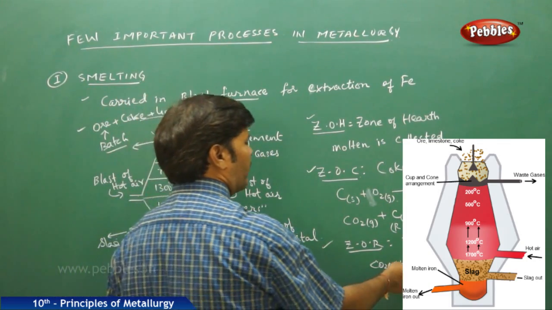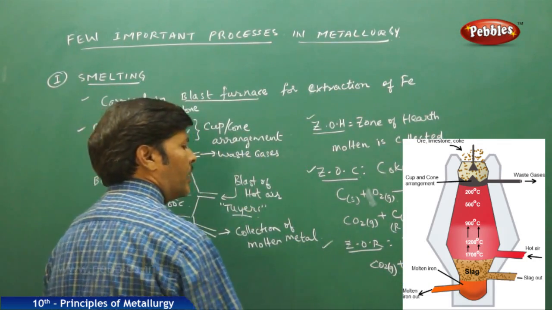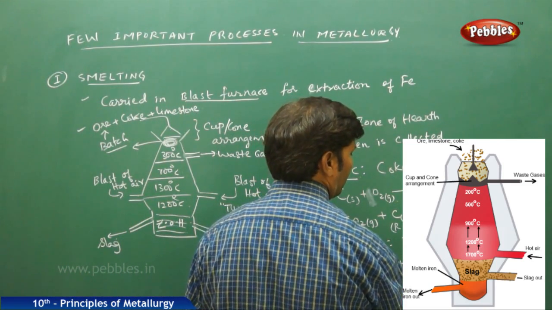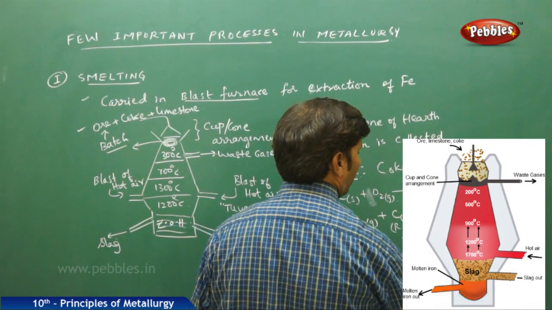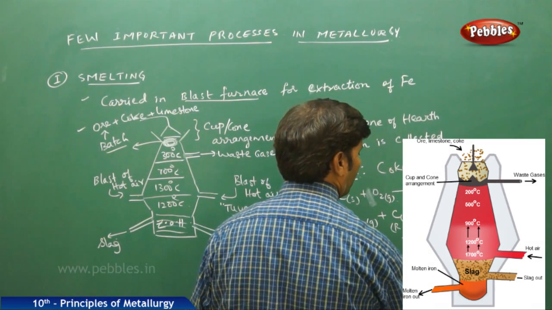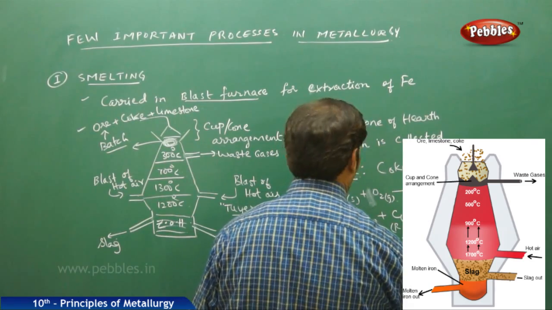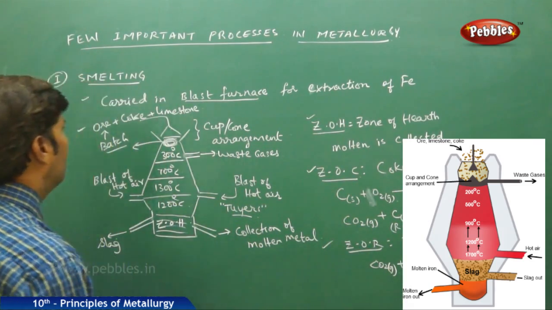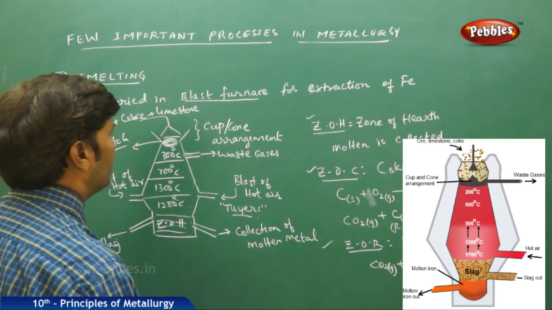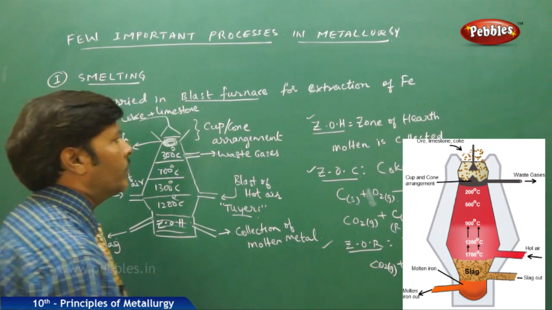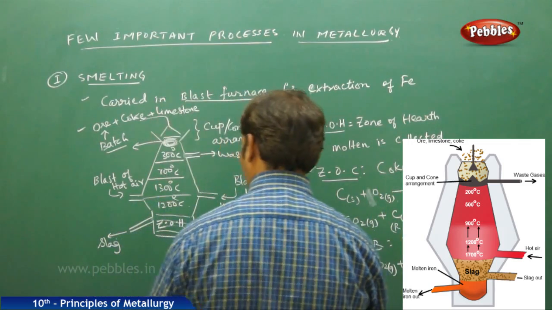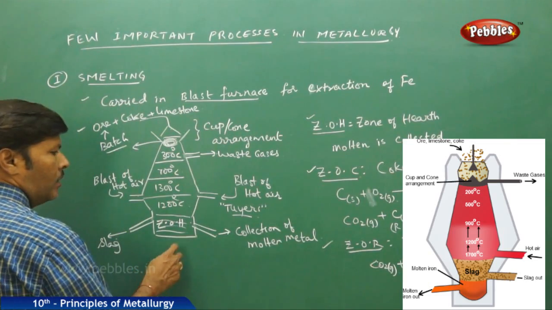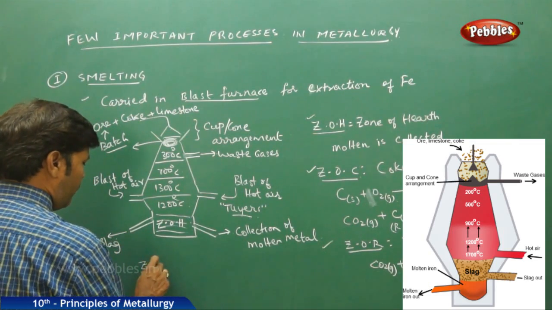The molten iron which is obtained still has certain impurities, and this iron which is obtained we call the cast iron, which still has a certain amount of impurities in it. That cast iron is converted to wrought iron in the next process. So this is the smelting process which is carried out exclusively for the extraction of iron. And if you take some more reactions, like the zone of combustion, the next one is the zone of fusion.